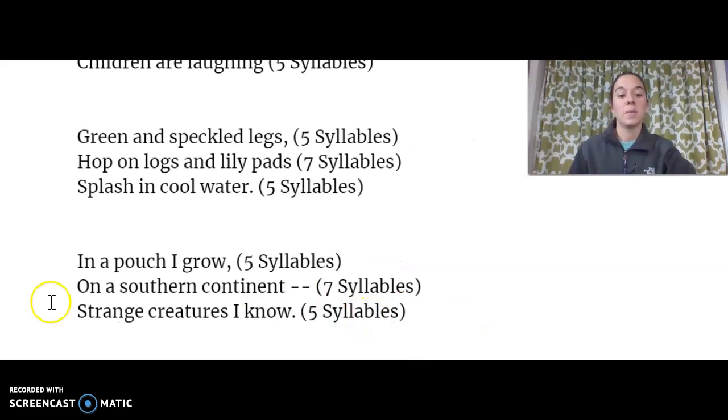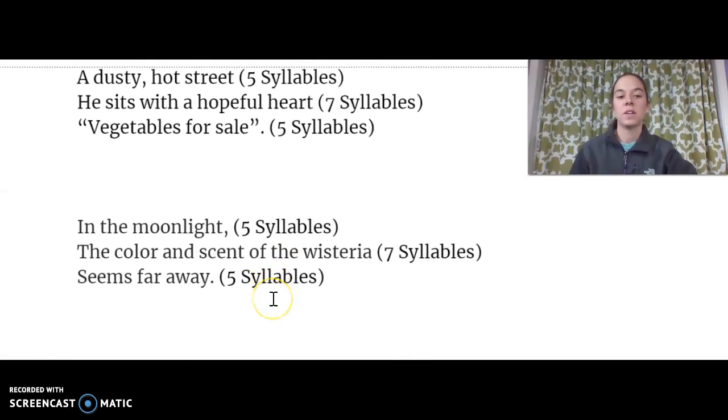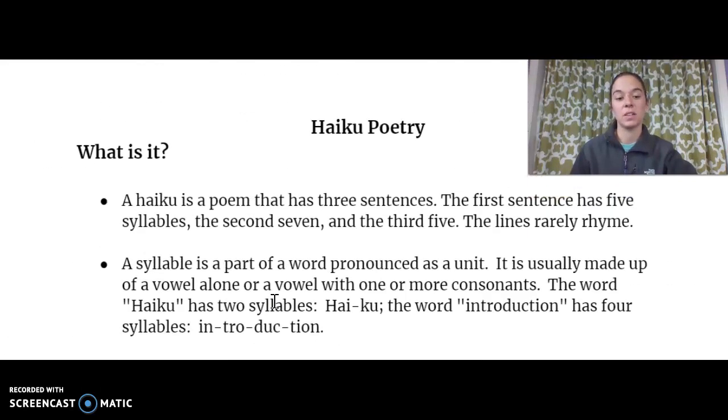Let's take a look at a couple more here. In a pouch I grow, on a southern continent, strange creatures I know. So this one's kind of a riddle, right? It's about a kangaroo. So in a pouch I grow, on a southern continent. That one's a little bit tricky, right? That's 7 though. Strange creatures I know. So again, 5, 7, 5 is the idea, okay? There's a few more here for you to take a look at if you need those as examples. Okay, they're linked on your document.